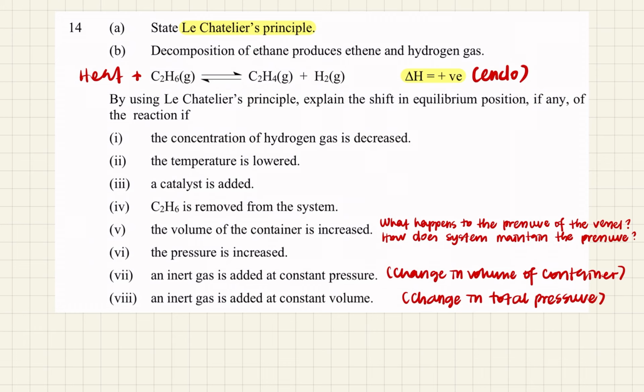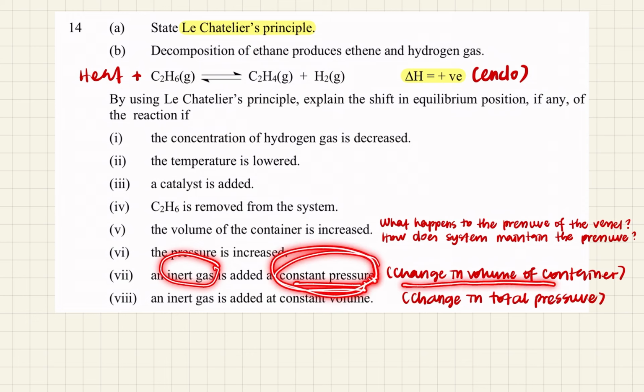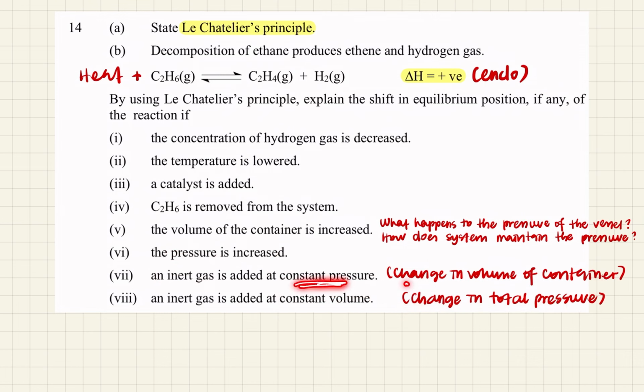Okay. Next, an inert gas is added at constant pressure. So, inert gas ni, it will not react with your existing gas. So, bila awak add this at constant pressure, okay, this is the hint. Maksudnya, there will be a change in volume. Terbalik, kalau constant volume pula, there will be a change in total pressure. Okay, so kita tengok yang first ni, constant pressure. Kalau at constant pressure, maksudnya, awak akan change the volume of the container.